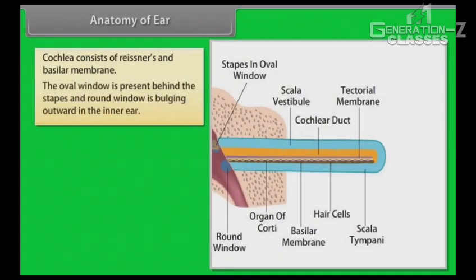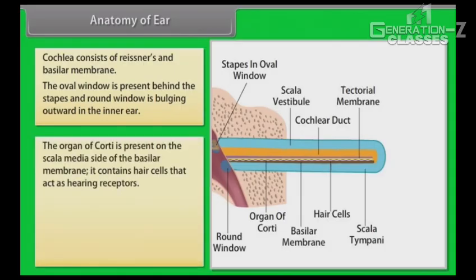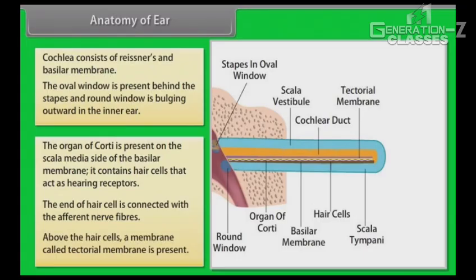The oval window is present behind the stapes and the round window is bulging outwards in the inner ear. The organ of Corti is present on the scala media side of the basilar membrane. It contains hair cells that act as hearing receptors. The end of the hair cell is connected with the afferent nerve fibers. Above the hair cells, a membrane called the tectorial membrane is present.